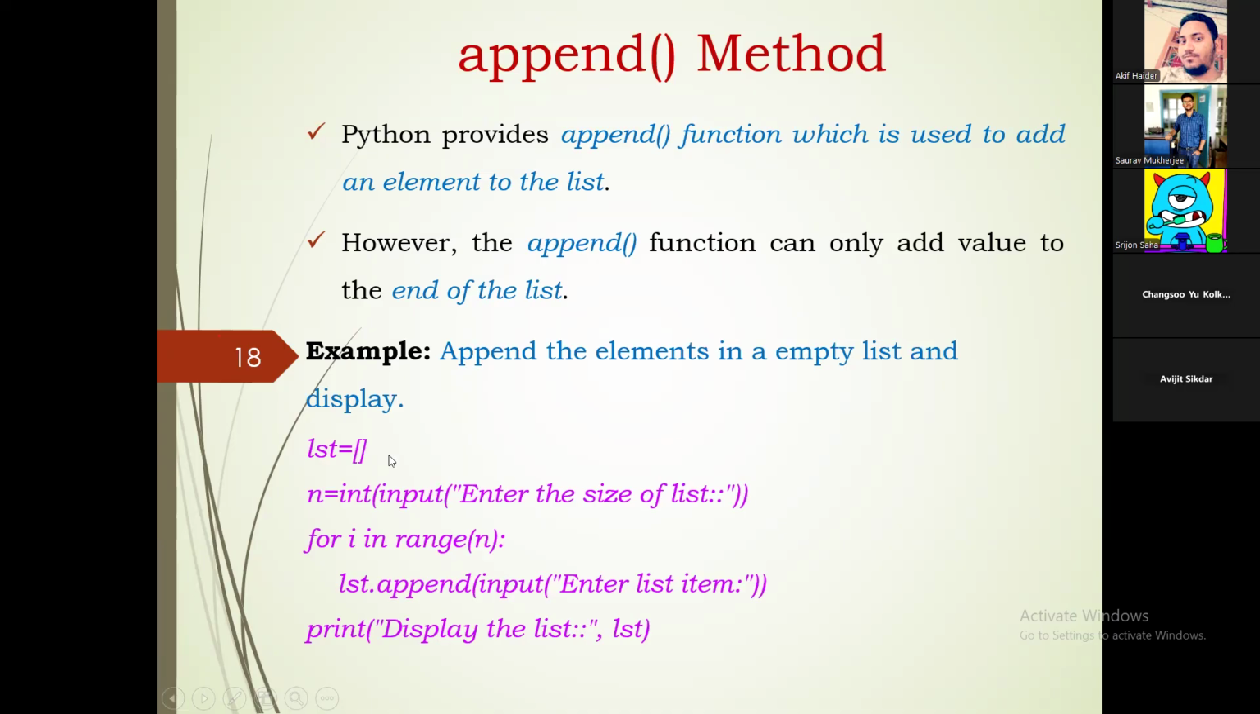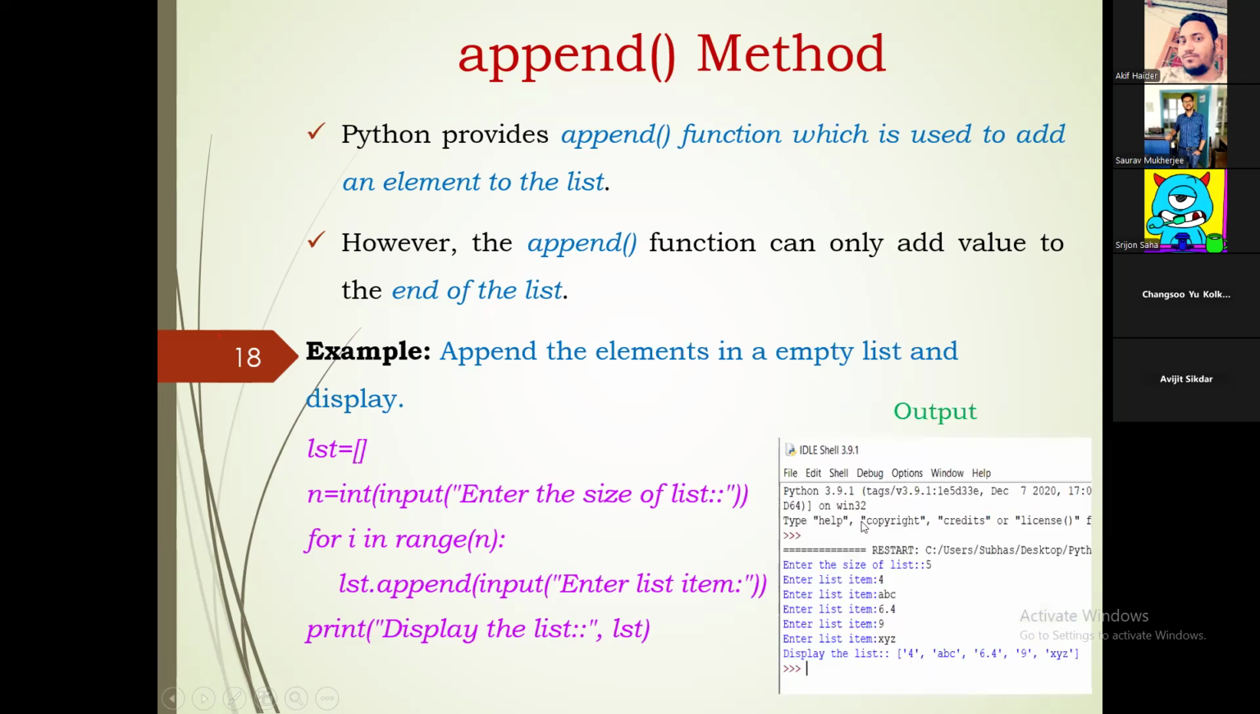Suppose my list is empty and I want to enter the size of the list, and we are using for i in range. Enter the size of the list equal to 5, because I have given the size of the list equal to 5. Enter the list item equal to 4, enter the list item equal to ABC, enter the list item equal to 6.4. So we can put the 5 items.